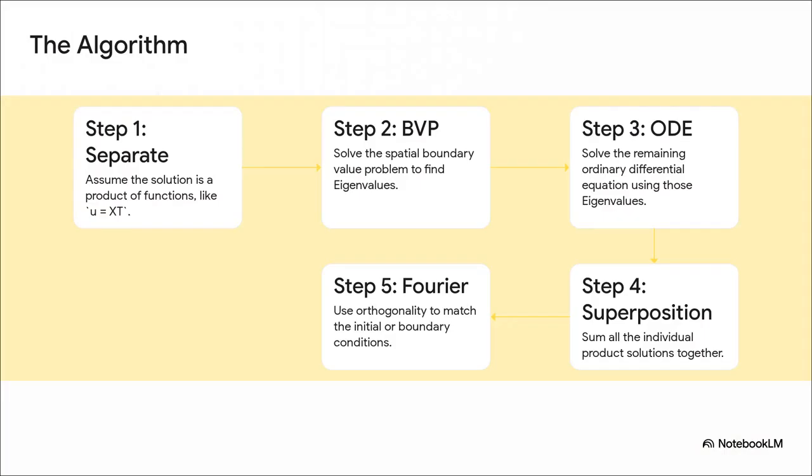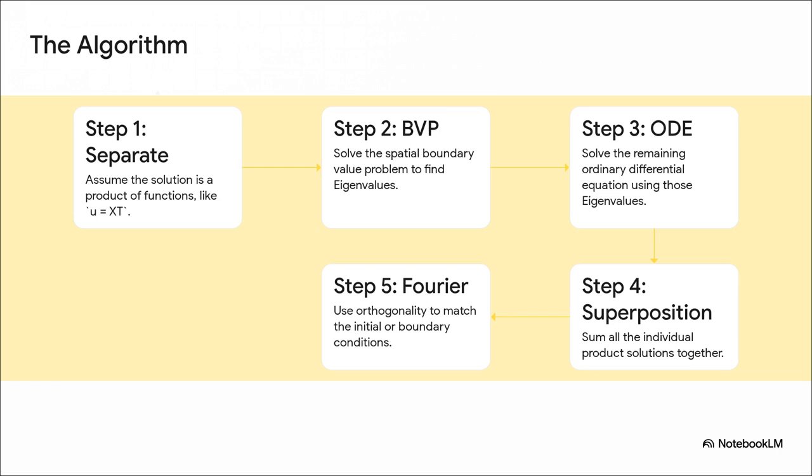Okay, this is the heart of it all. Step 1, separate. We make this brilliant assumption that our complicated solution, u, is actually just a product of 2 simpler functions, one that only depends on space, x, and one that only depends on time, t. This breaks one hard problem into 2 much easier ones.